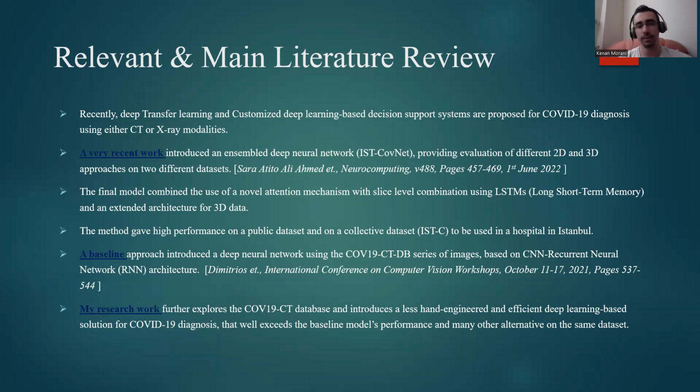And then there is the baseline. The baseline approach here is something that happened recently as well with regard to the COV19D database, the database I'm going to be working on. So this will give us the baseline for the work. Basically, we need to get results that are better than the baseline results, mainly in terms of the macro F1 score. The baseline here is represented by Dr. Dimitris and others. They used a CNN-recurrent neural network architecture as a deep neural network model. We'll discuss the results and compare to them in the coming slides, of course.